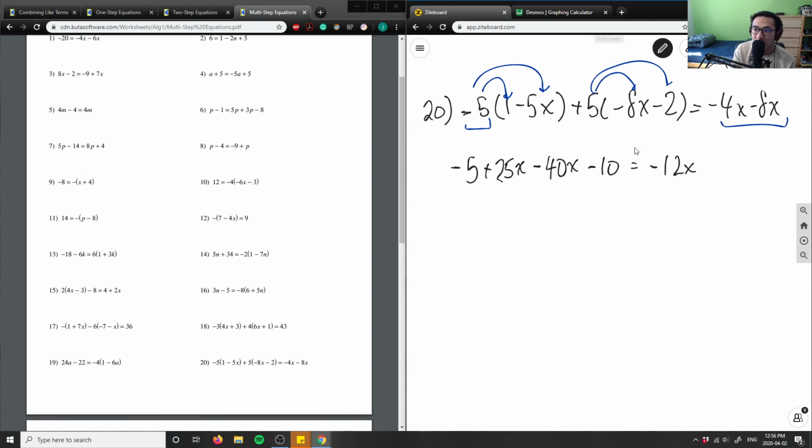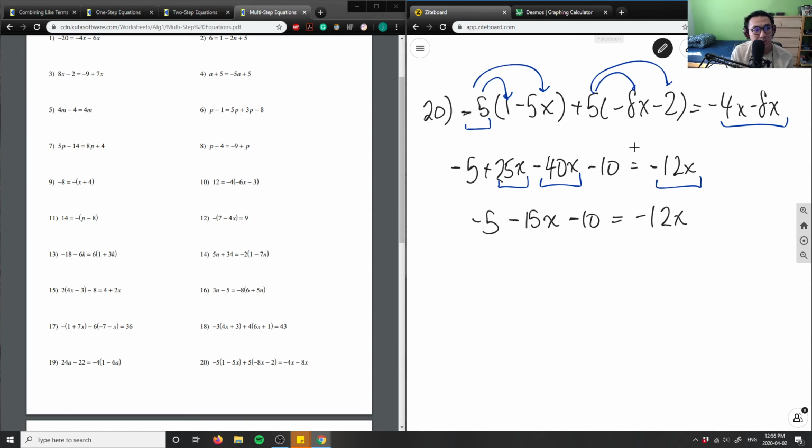So again, I can see that I can gather like terms immediately here. So I have 25x and negative 40x. So maybe I'll do this operation first before I move it to the other side, because I still have this x here, right? I still have to work with this x. So we do this operation first. So negative 5 plus positive 25 minus 40x, so 25 minus 40 equals negative 15x. This is minus 10 equals negative 12x.